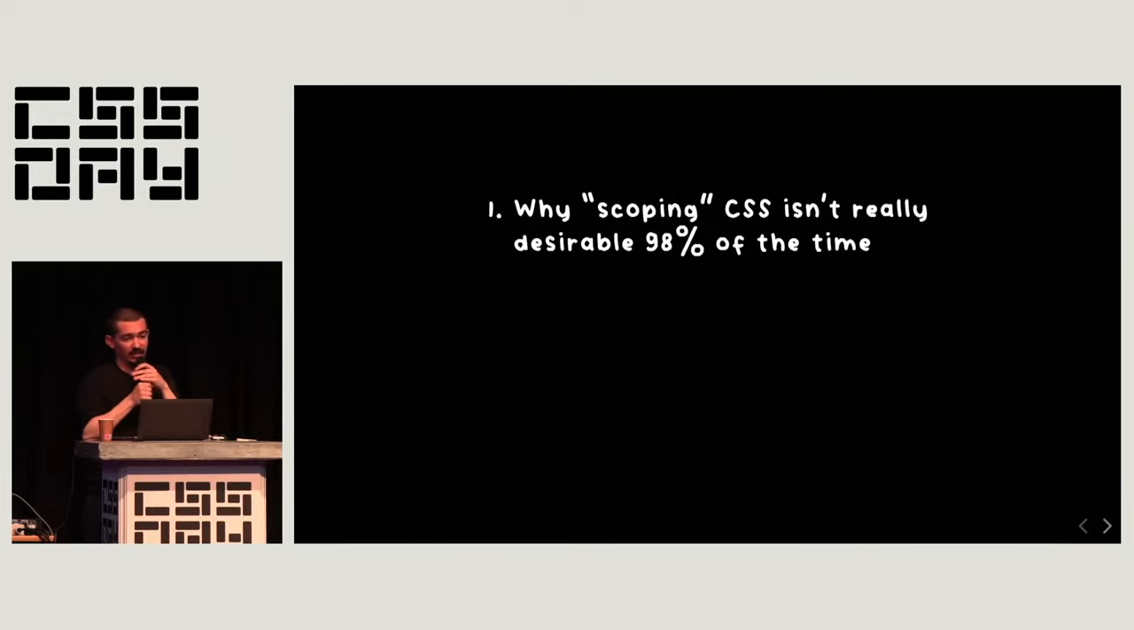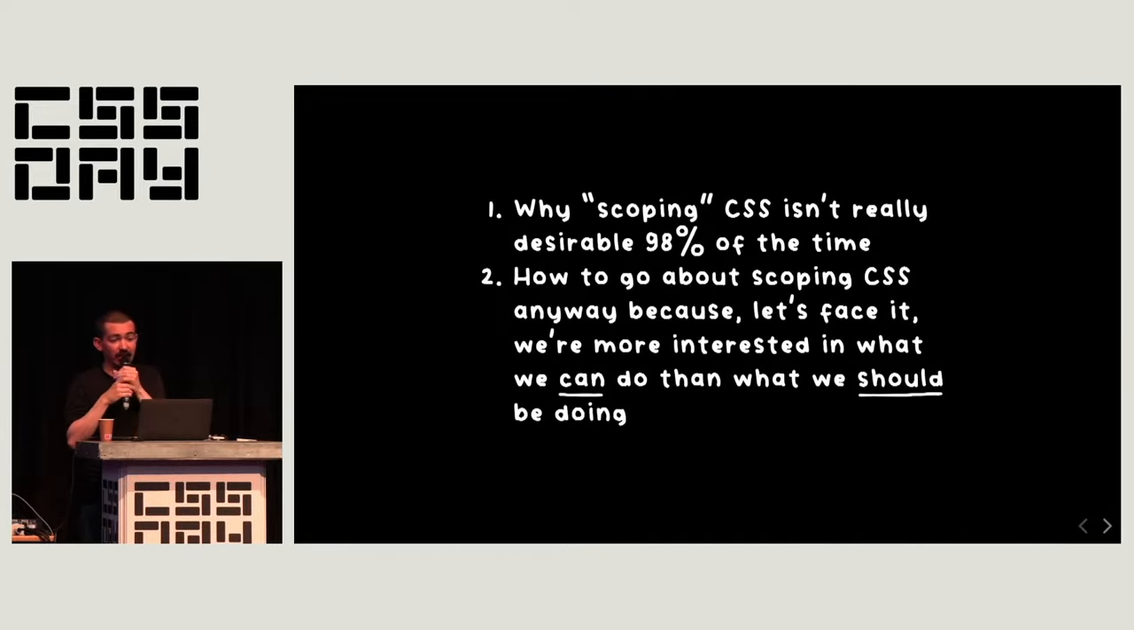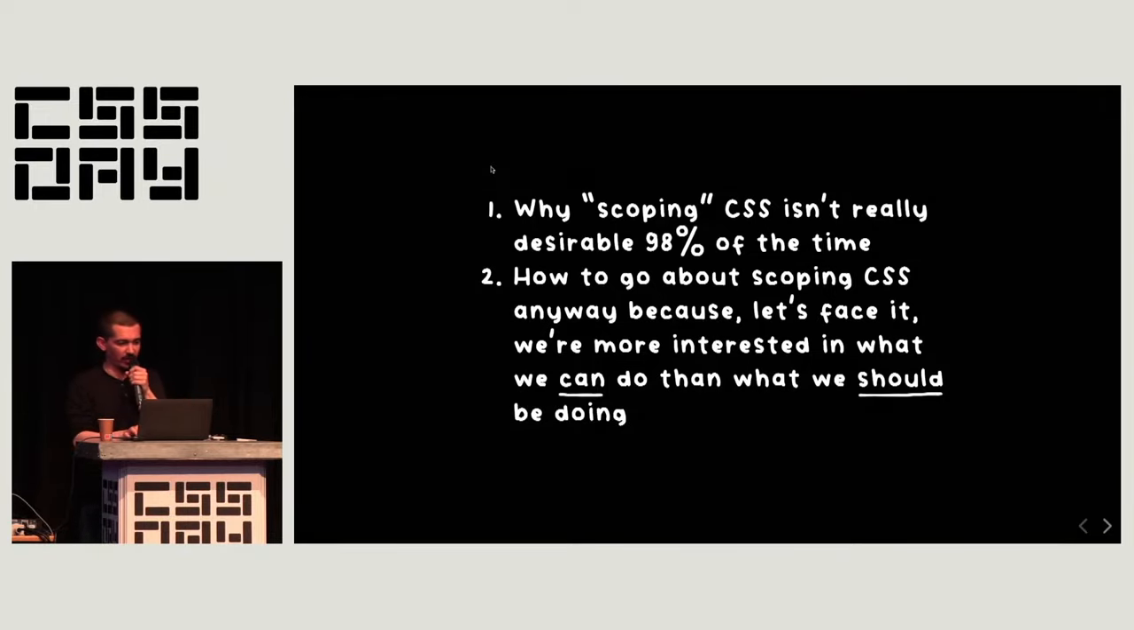So far I've covered why scoping CSS isn't really desirable 98% of the time, and that when we talk about CSS not scoping, the important thing is that it does so in ways that are more useful than the kind of artificial scoping that we're trying to do now, I think. The second thing was how to go about scoping CSS anyway, because let's face it, we're more interested in what we can do than what we should be doing. That's kind of our industry calling card. And now third, I'm just briefly going to touch on whether CSS itself was a mistake, as suggested by the person who wrote that bizarre reply to Manuel.